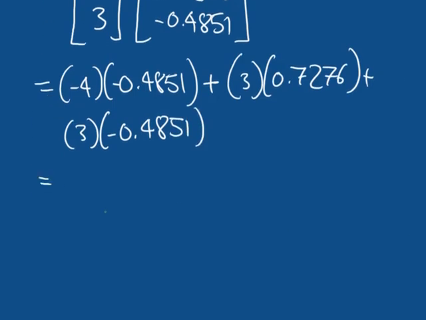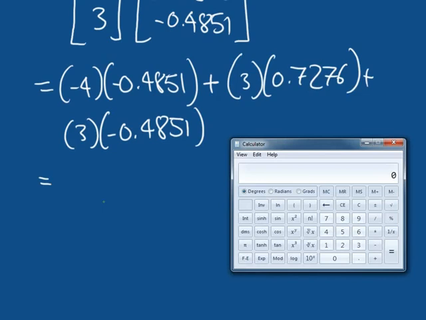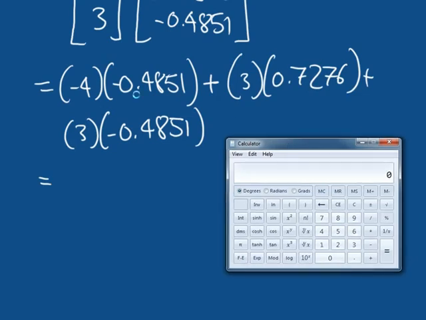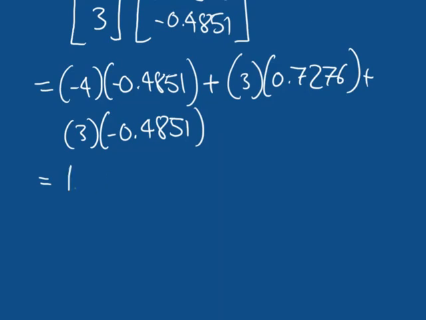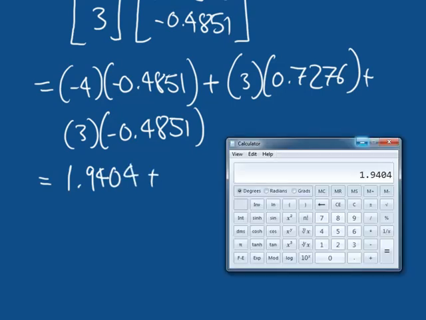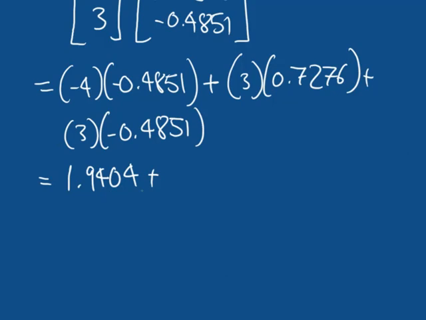Which is equal to, let's use a calculator. So I've got a minus and a minus. That means I know I'm going to get a positive value. So I'm simply going to put in a positive 4 and a positive 0.4851. So 4 times 0.4851 is going to give me 1.9404. So 1.9404 plus, I need 3 times 0.7276, so 2.1828.